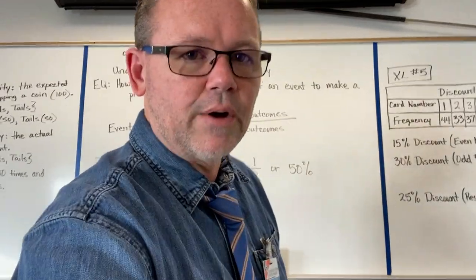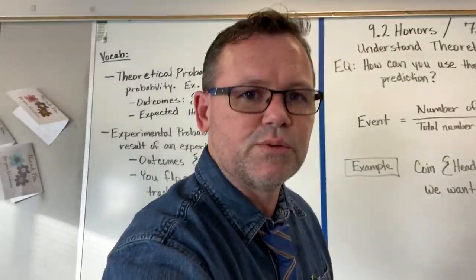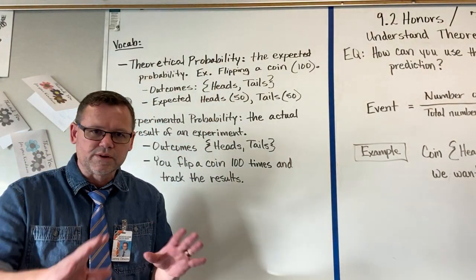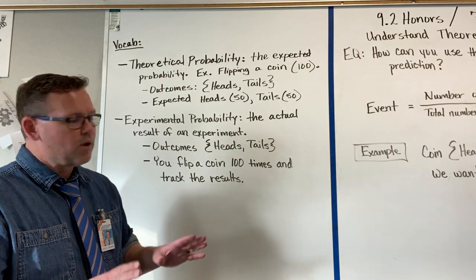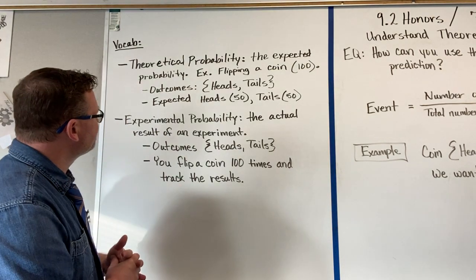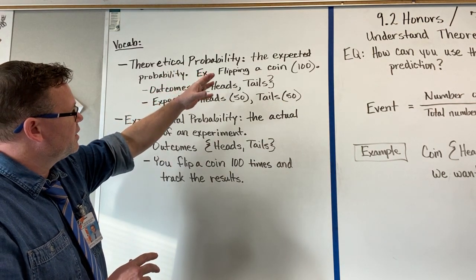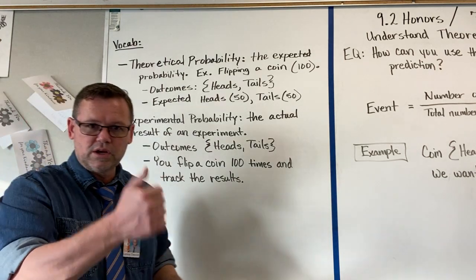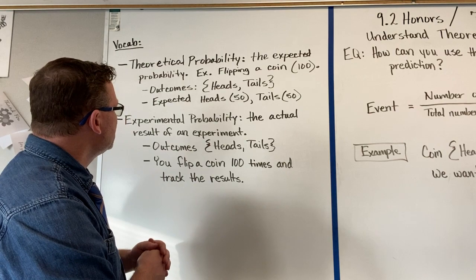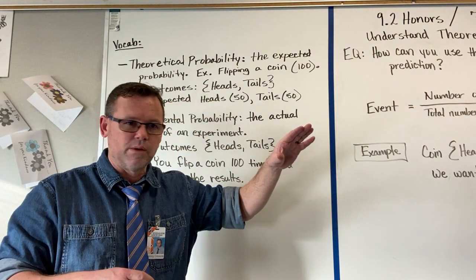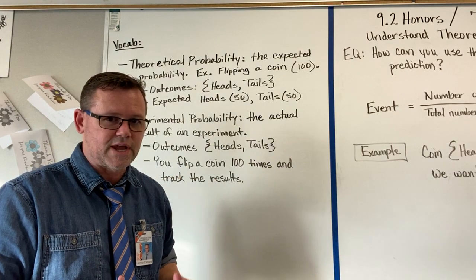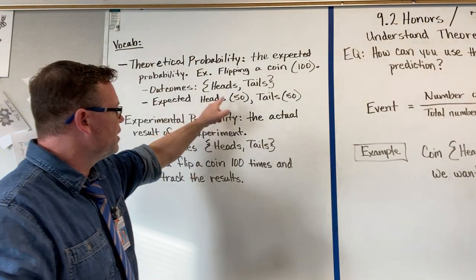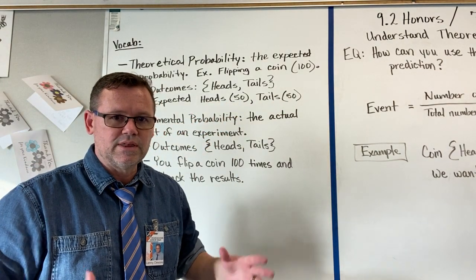Now, we're going to talk about the difference between theoretical and experimental probability. This may seem a little bit more complicated than it needs to be, so I'm going to make it as simple as possible, but I also want you to have something to write it down with. Theoretical probability is the expected probability. In other words, if I flip a coin 100 times, then I would expect, because there are only 2 outcomes, and just like we proved over there, it's a 50% probability, that I would get heads 50 times and tails 50 times. Okay, that would be theoretical.